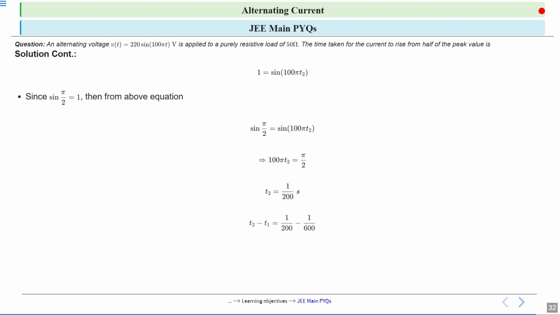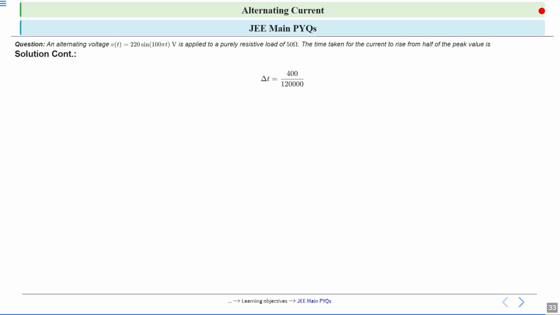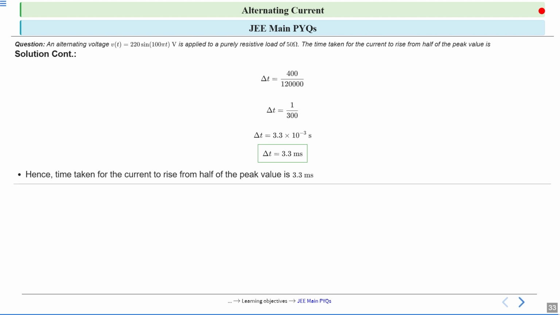Now we'll take the time from half of the maximum value to maximum value. So T2 minus T1 equal to 1 by 200 minus 1 by 600, which is delta T equal to 400 upon 1,20,000. So delta T, time taken, will be equal to 1 by 300, which is equal to 3.3 into 10 to the power minus 3 seconds. So delta T is equal to 3.3 milliseconds. So the time taken for the current to rise from half of the peak value to peak value is 3.3 milliseconds.